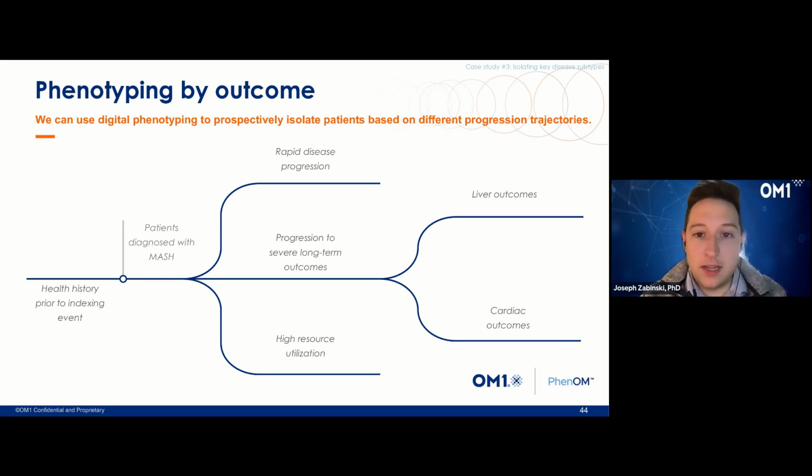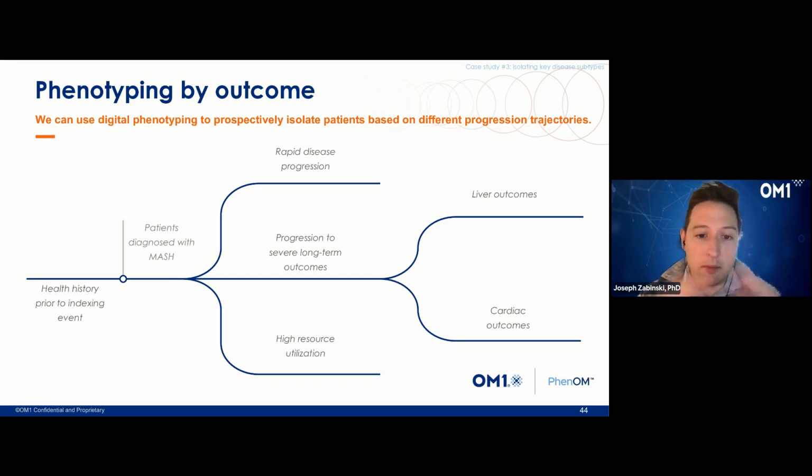Here, we've split their trajectories in quite a number of ways. We've looked at rapid progressors, right? Patients, in this case, whose liver fibrosis progresses quite quickly. We also looked at patients who progress to severe long-term outcomes in their disease, things like liver failure, and patients who, down the road, 2, 3, 5 years beyond their initial diagnosis, are going to have disproportionately high resource utilization. And we did some tertiary splitting as well, looking at, in the case of severe long-term outcomes, those who progress to liver outcomes versus severe cardiac outcomes.